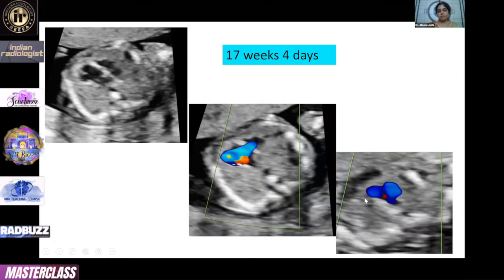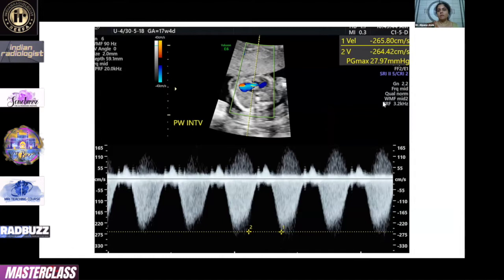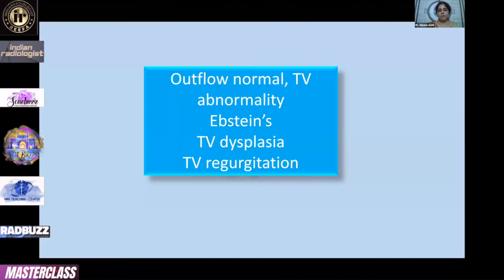The 3-vessel trachea view was normal. And you can see here, this was quite a bit of regurgitation, with a gradient of almost 27 millimeters. So when you are thinking about what it could be, the outflow tract is normal, so it is a tricuspid abnormality. Is it Ebstein's? Is it tricuspid dysplasia? Is it just a regurgitation?